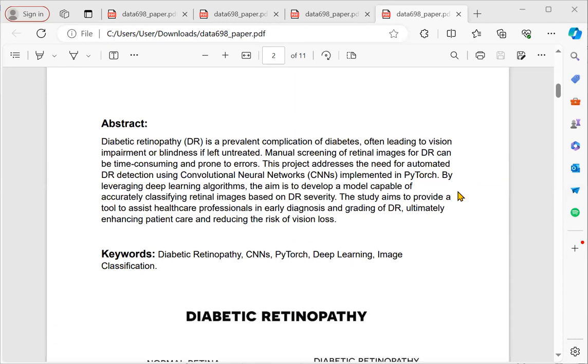Diabetic retinopathy, or DR, is a prevalent complication of diabetes, often leading to vision impairment or blindness if left untreated. Manual screening of retinal images for DR can be time consuming and prone to errors. This project addresses the need for automated DR detection using CNN, implemented in PyTorch. By leveraging deep learning algorithms, the aim is to develop a model capable of accurately classifying retinal images based on DR severity. The study aims to provide a tool to assist healthcare professionals in early diagnosis and grading of DR, ultimately enhancing patient care and reducing the risk of vision loss.